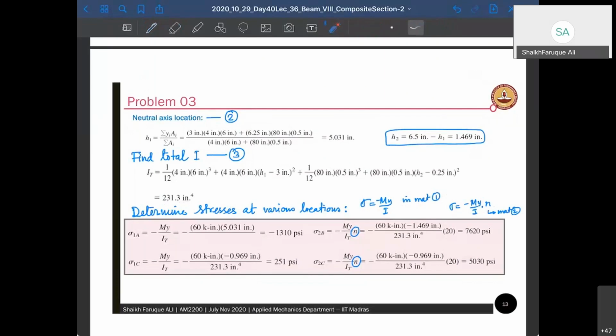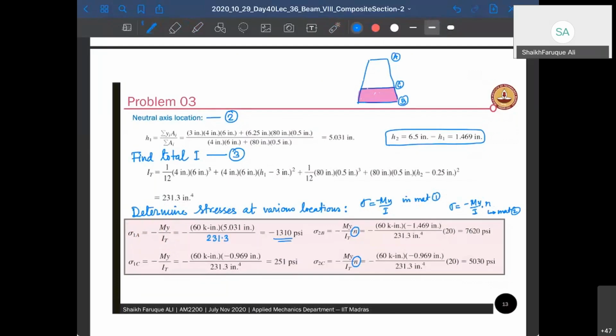So if my cross section is like this, and I have 2 different materials, this is what I had, right? 2 different materials. This is my A point, if you remember, this is my C point, and that's my B point. So A is in material 1, C is in both material 1 and material 2, just above and below, and B is in material 2. Okay, so A is in material 1, that comes out with My/I, and that comes out to be 1310 psi.